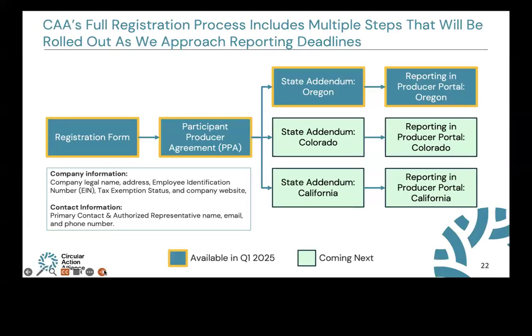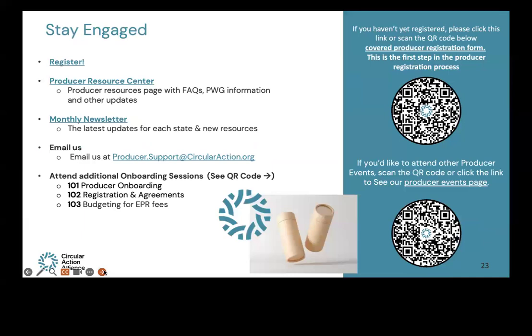All right, so to bring it back where we started, these are the steps in the registration process. You must complete all of these steps to be considered registered and fully compliant in the state of Oregon before you can submit data. Once available, you'll complete the same steps for California and Colorado. And next slide.